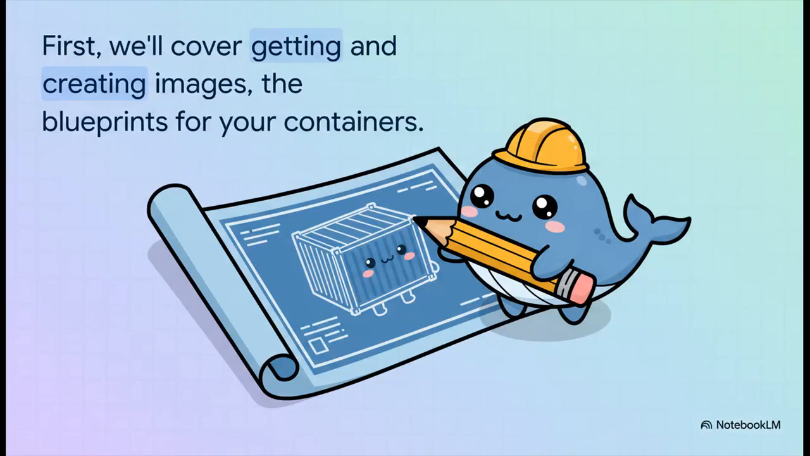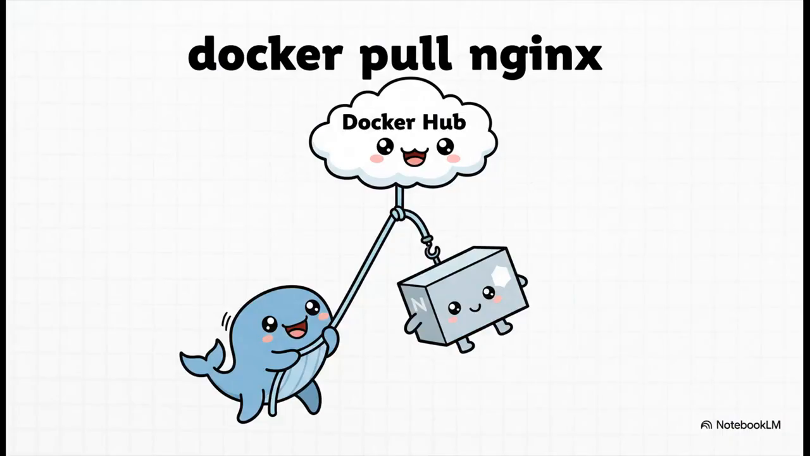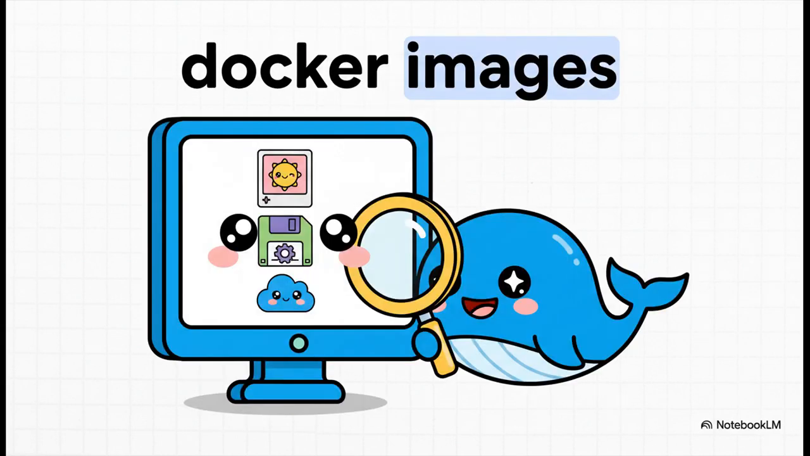Okay, part 1. First thing we've got to do is get ourselves an image. Command number 1 is docker pull nginx. This just grabs the official nginx image from Docker Hub. Next up, docker images. This command shows you all the images you have on your machine.